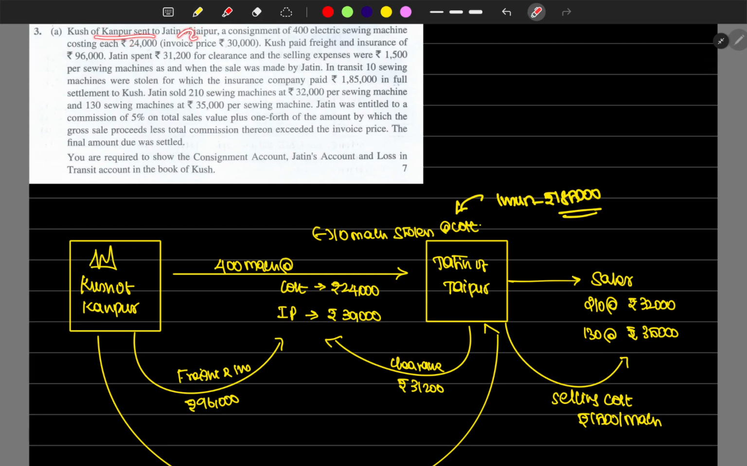Kush of Kanpur sent to Jatin of Jaipur a consignment of 400 electric sewing machines costing 24,000 each, at an invoice price of rupees 30,000. Kush paid freight and insurance of 96,000 and Jatin paid 31,200 for clearance, and the selling expenses were 1,500 per sewing machine.